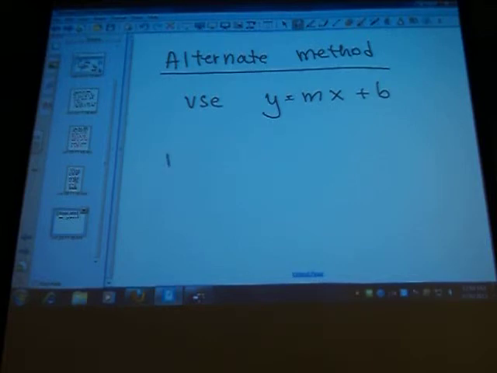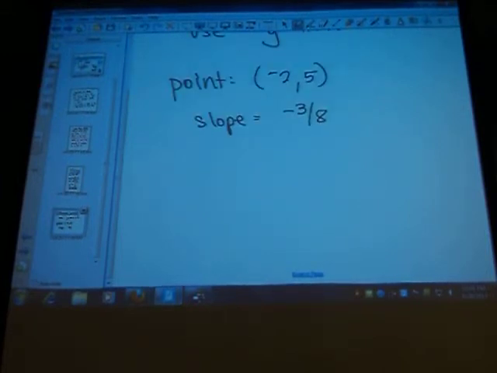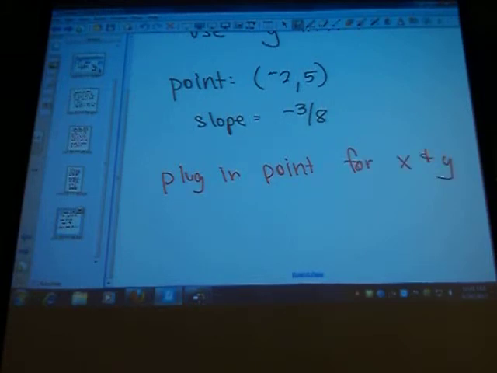Okay, so again, what was our point? Negative 2, 5. And our slope is negative 3/8. So the alternate method is: plug in the point for x and y, plug in the slope for m, and solve for b.